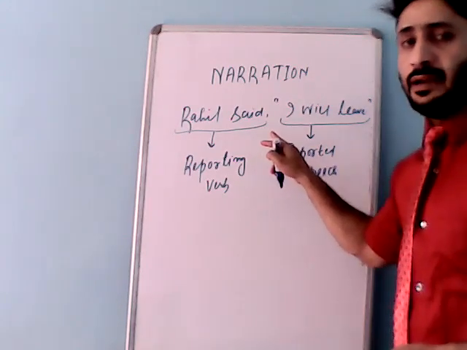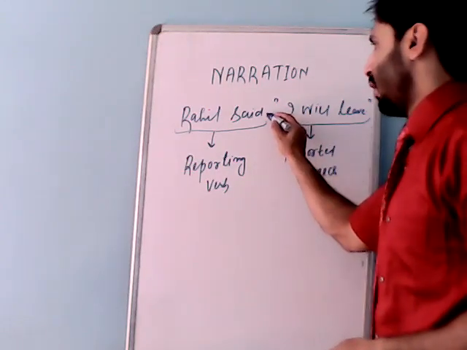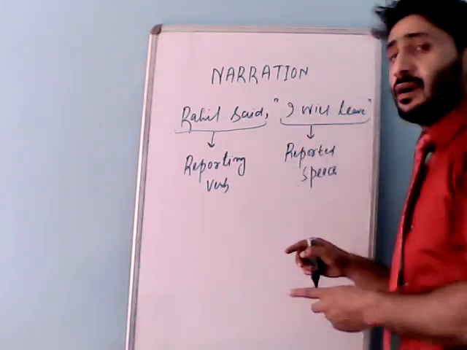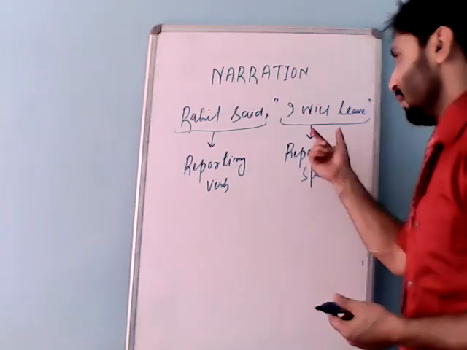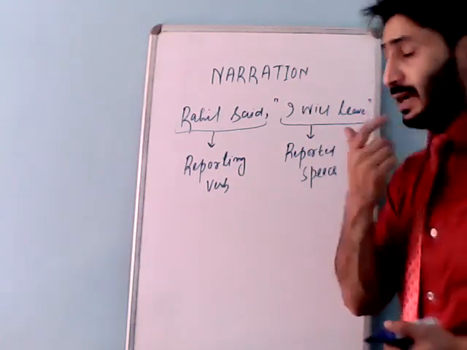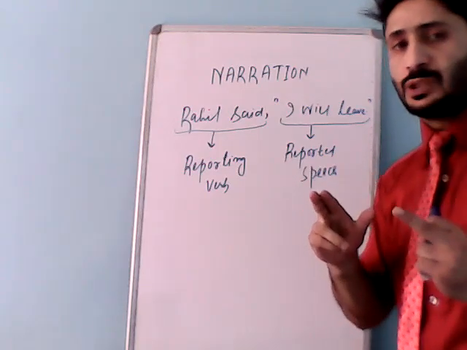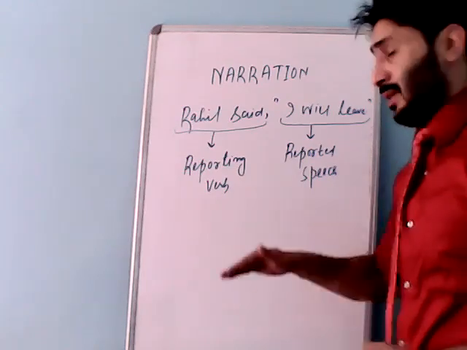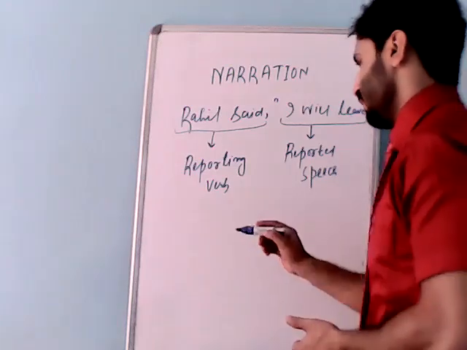The reporting verb part and the reported speech part are always separated by a comma. And you can see these are the exact words of the speaker, what the speaker said. This is called reported speech, and we always put the reported speech within the inverted commas. Now I will change the same sentence from direct to indirect speech.